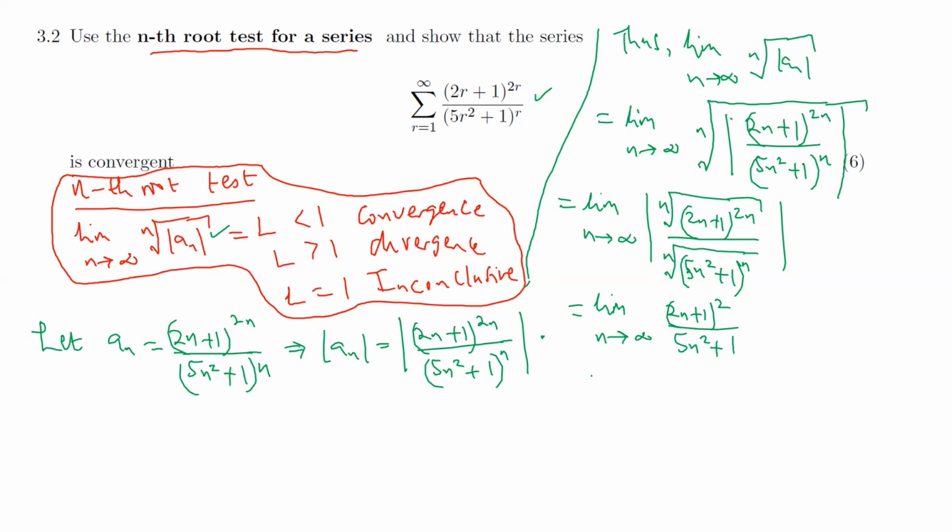There are a couple of ways to do this one, but you can just expand the top. If you take the limit straight away, this will be infinity over infinity, and this form is an indeterminate form. We don't want this. So to prevent that, we're going to expand this and get 4n squared plus 4n plus 1, and the denominator is 5n squared plus 1.